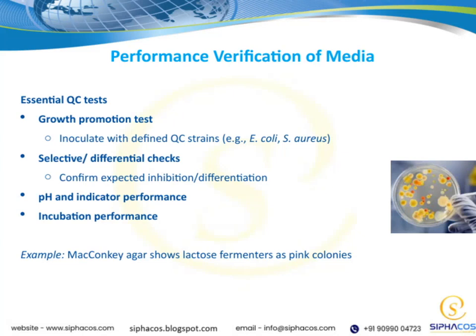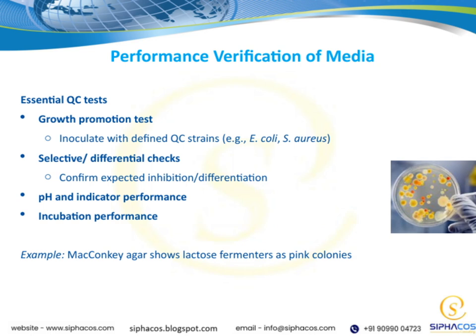Now, let's talk about the performance verification of media, which is a crucial part of quality control. First, we conduct essential QC tests to ensure the media performs as expected. One of these is the growth promotion test, where we inoculate the media with defined QC strains, such as E. coli or Staphylococcus aureus, to confirm that they grow properly.